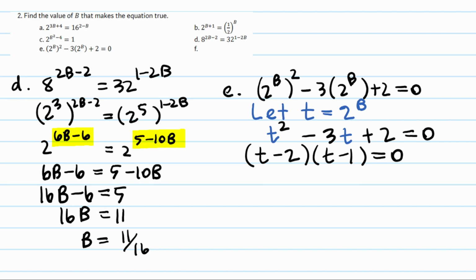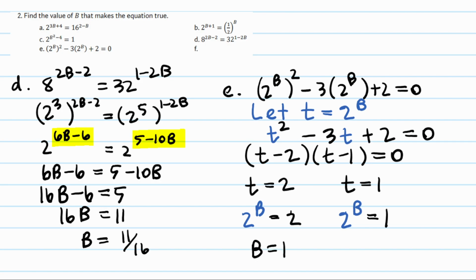These things are multiplying together to equal 0. That's only going to happen when either t is equal to 2 or when t is equal to 1. And then I'm going to substitute back for t with 2 to the b. So 2 to the b equals 2, or 2 to the b is equal to 1. 2 to the b equals 2 gives me b equals 1, and 2 to the b equals 1 gives me b equals 0.